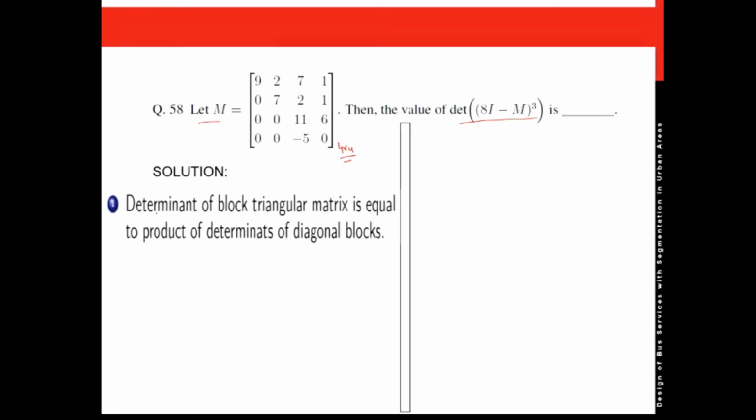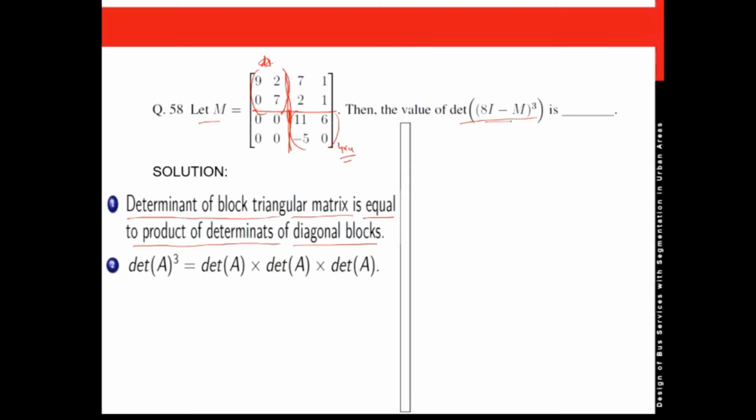So this is the trick. Determinant of block triangular matrix. This is actually a block triangular matrix, right? So here 0, 0. And the determinant must be equal to the product of determinants of the diagonal blocks. So that means the product of determinants of this diagonal block and this diagonal block. That is it. But we have to find the determinant of (8I minus M) all cube. And we know that determinant of A cube is equal to determinant of A into determinant of A into determinant of A.